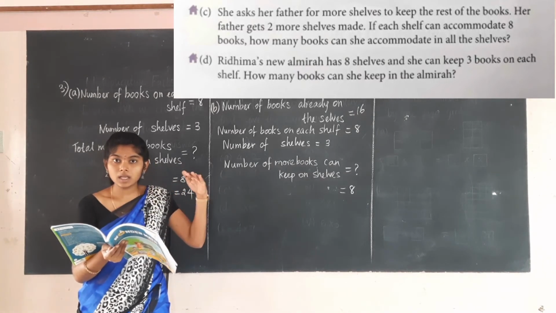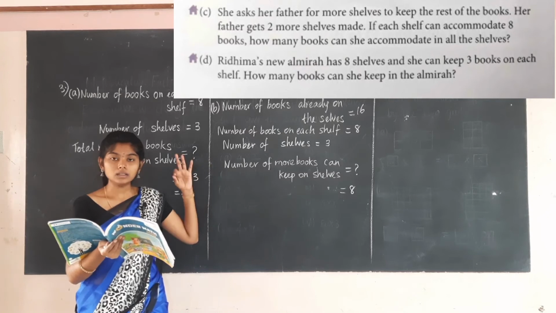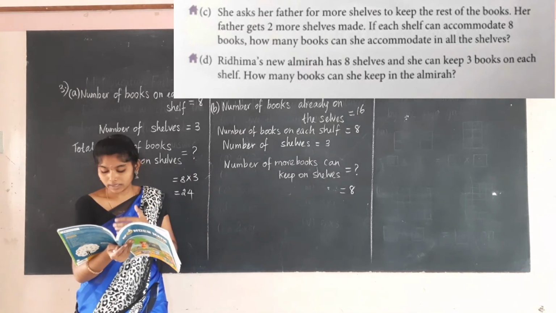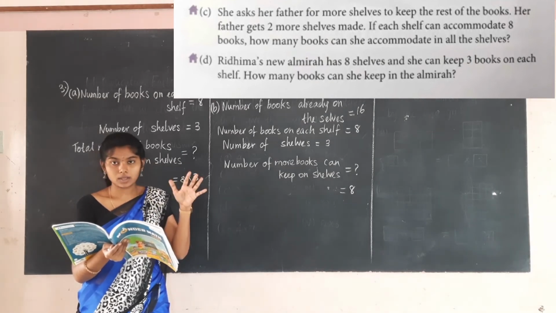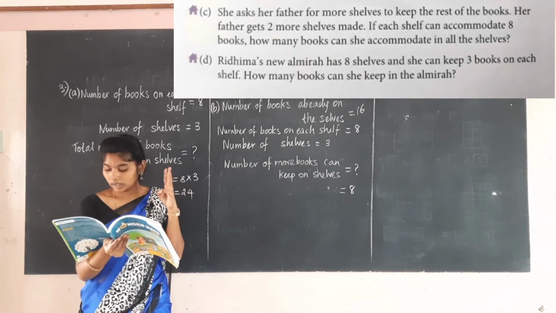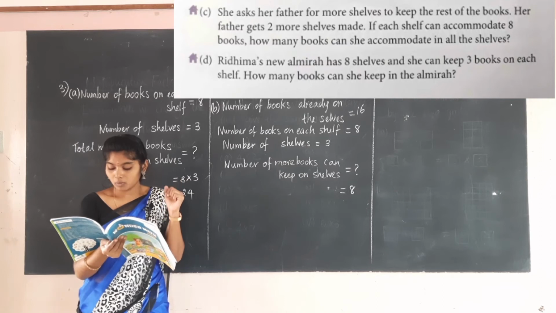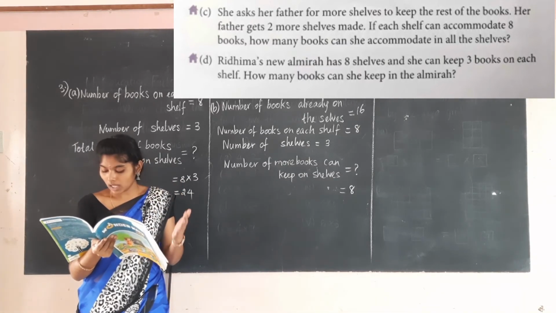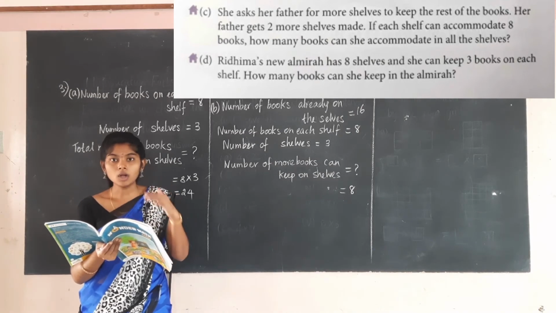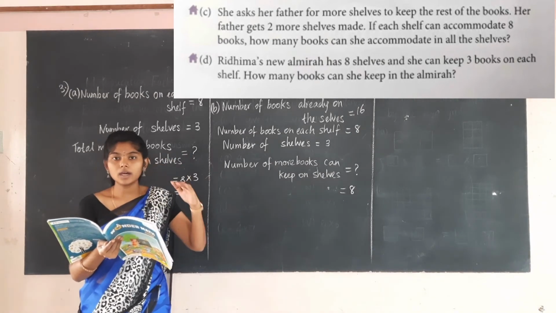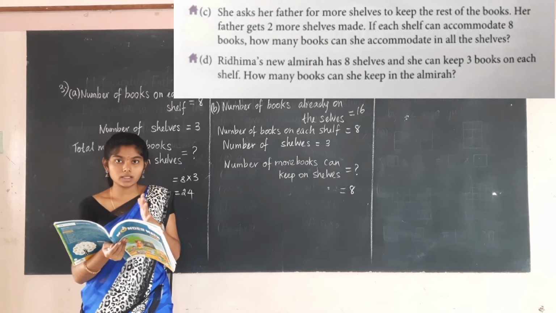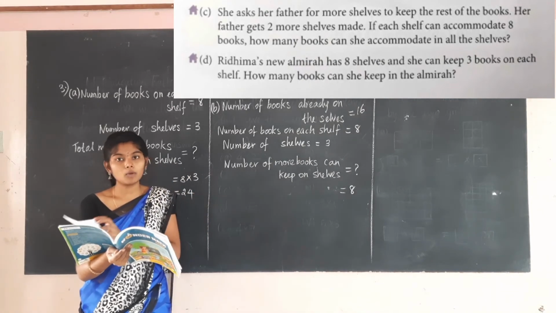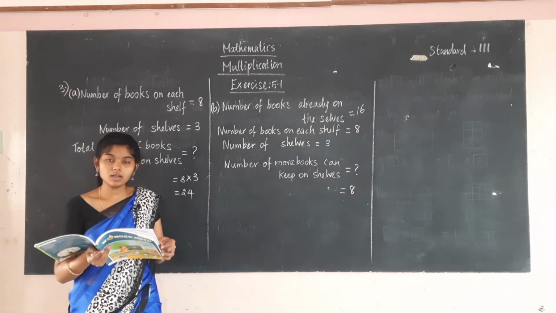There are 8 shelves. Before, we have seen there are 3 shelves and 8 books can be arranged in one shelf. And here what is given is, there are 8 shelves. In each shelf she can keep only 3 books. And how many books can she keep in the Alamar? So here we are going to find how many books can be filled in that 8 shelves. So here what you will do, 8 into 3, say the table up to 3, that is the 8th table. So you can get the number of books that she can fill there.